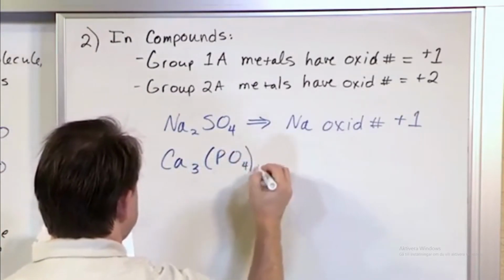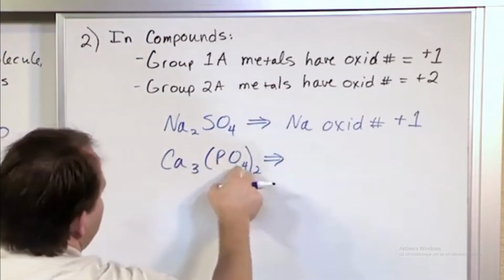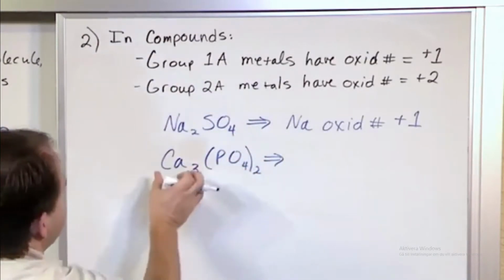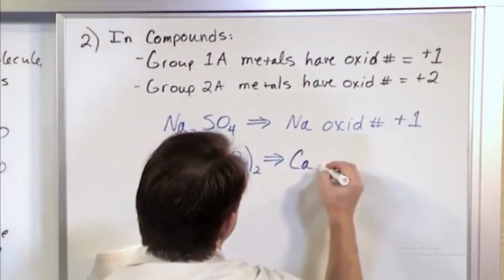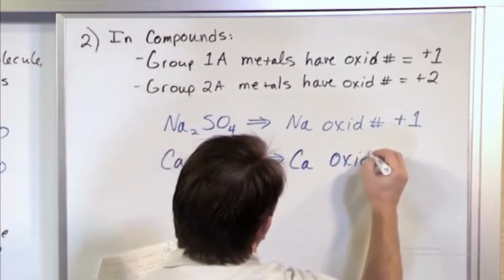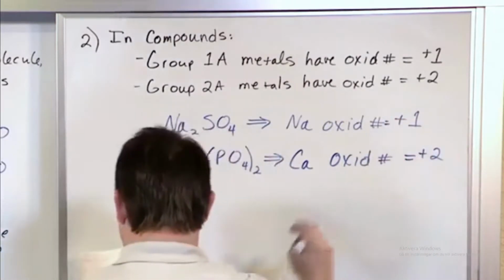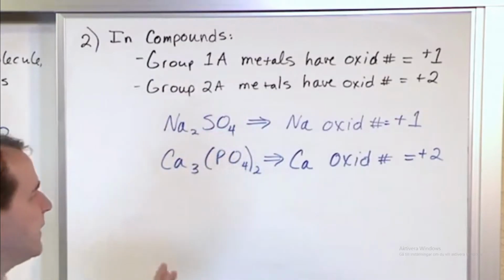PO4? All right? Again, calcium's wrapped up in here. I don't have anything on this list about phosphorus or oxygen yet at all. But I know that calcium is on this list. It's in group 2A, so that means that calcium, the oxidation number, is +2.